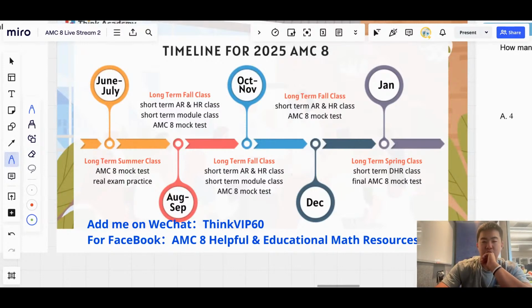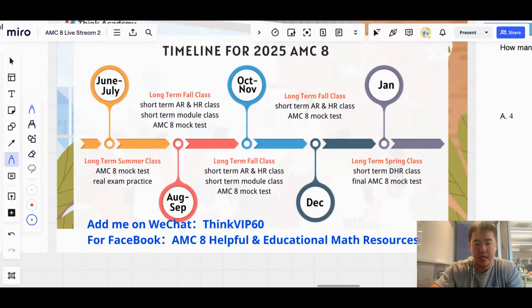So that's for the AR/HR, and we have our modular class and our mock test. The modular class will be helpful if, for example, you are very strong in 4 out of the 6 modules, but need some assistance or have some room for improvement in 1 or 2 modules. So that will help you a lot. As we enter October and November, same thing as AR/HR, same thing as modular, but a different module will be covered. And our third round of AMC8 mock test comes in December.